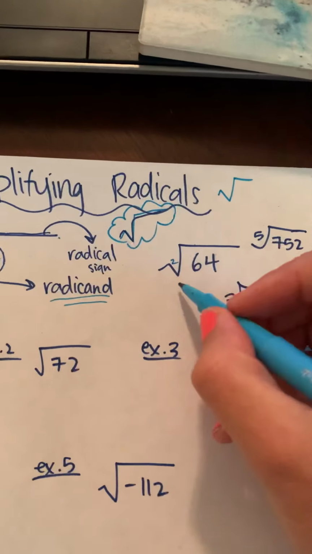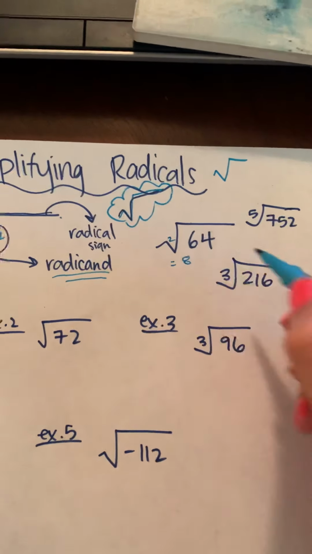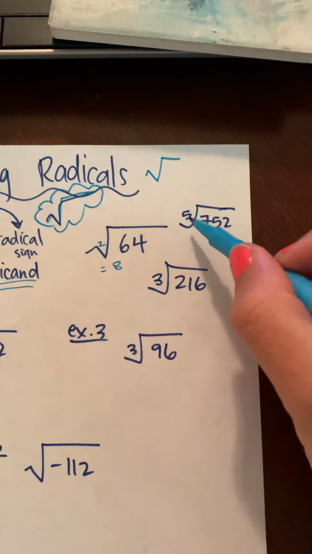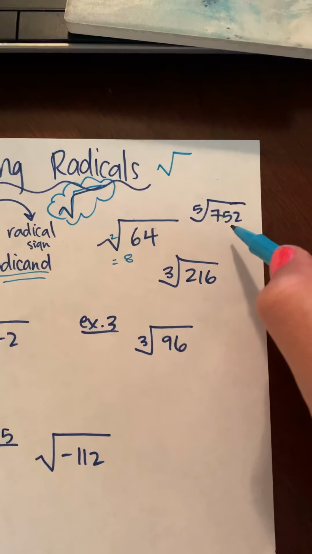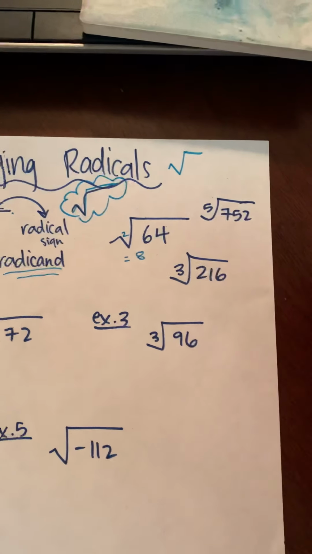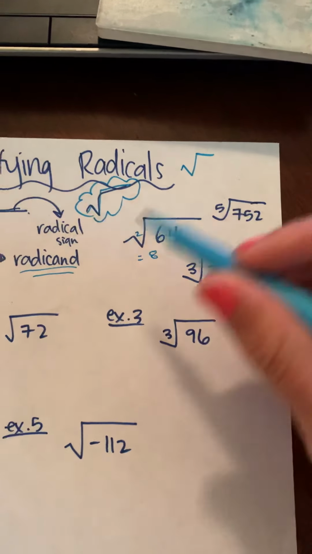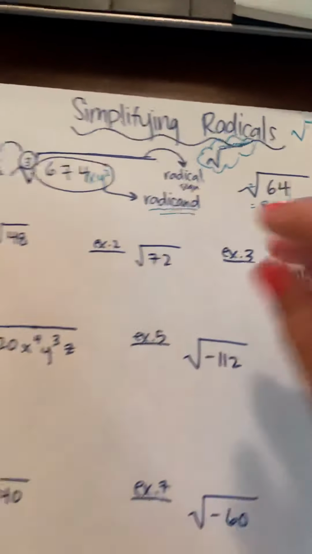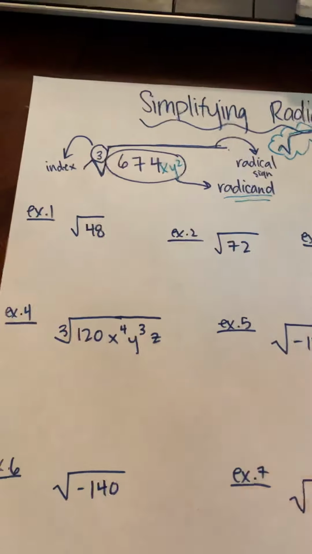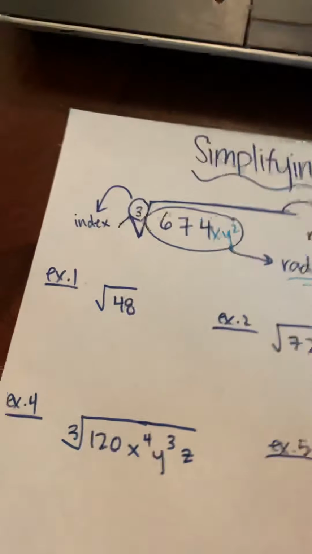And we know that the square root of 64 is 8. Here, the index is 5, the radicand 752. Here, the index is 3, the radicand's 216. So that's how they work, and what all the aspects are to it. And now I want to explain how you break these down.